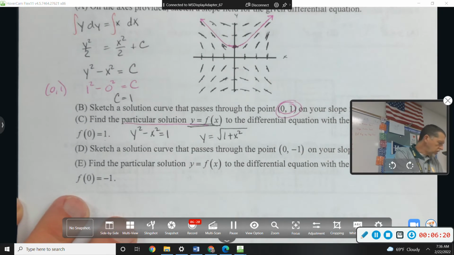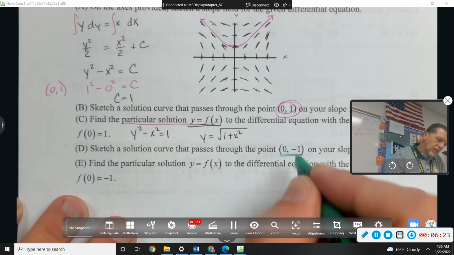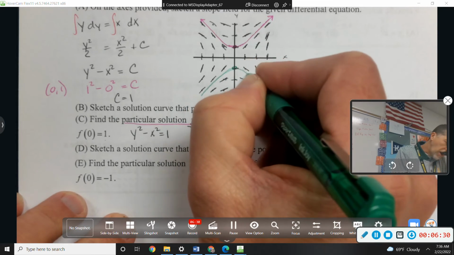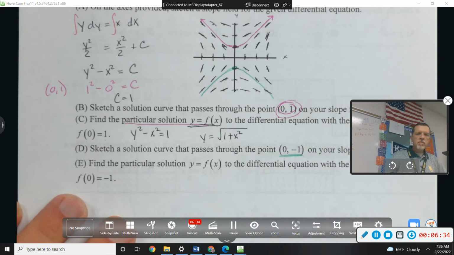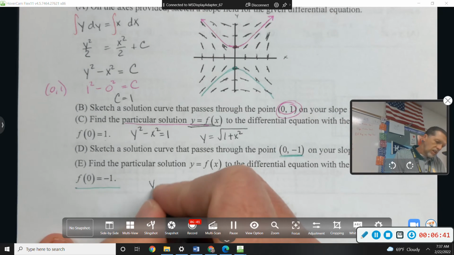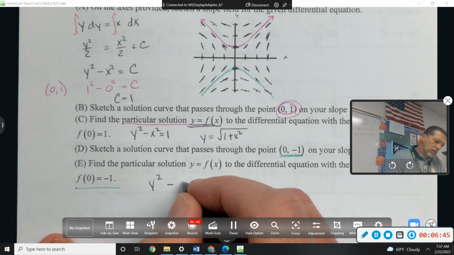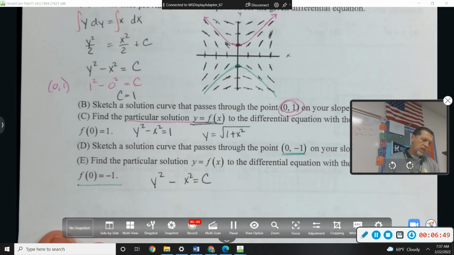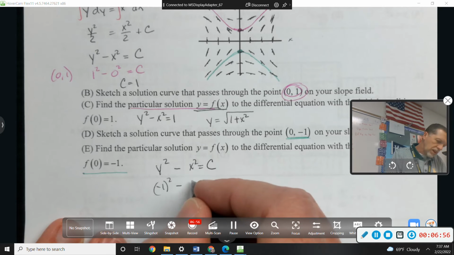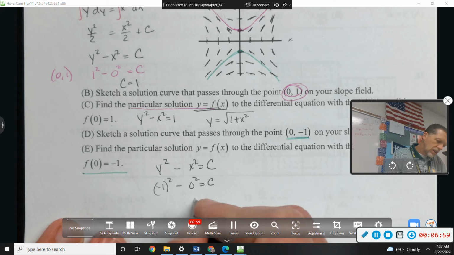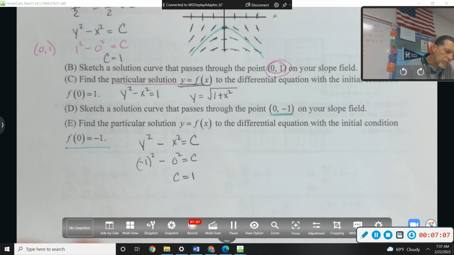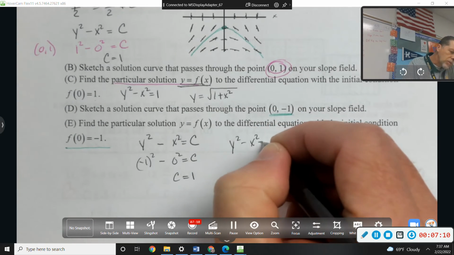Part D, sketch a solution that passes through 0, negative 1 on your field. Oh, so that's the bottom half of the hyperbola. Find a particular solution through 0, negative 1. Okay, well, I've already done the hard part. I can jump in with trying to find C. So, negative 1 squared minus 0 squared equals C. C equals 1. Now I'm remembering why I wanted to do this problem. Y squared minus x squared equals 1.